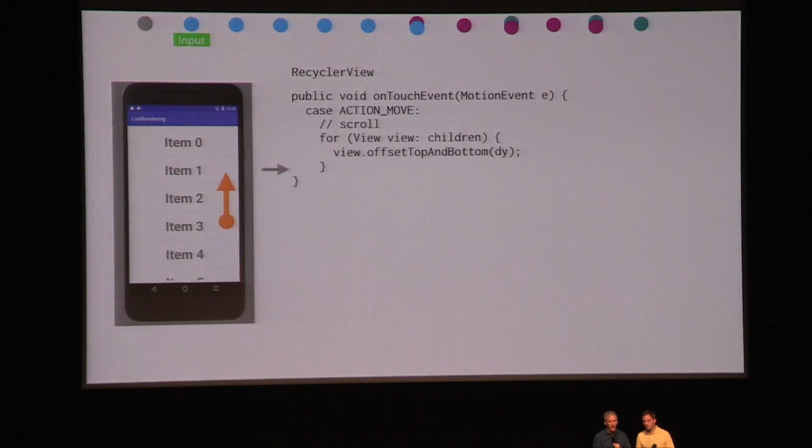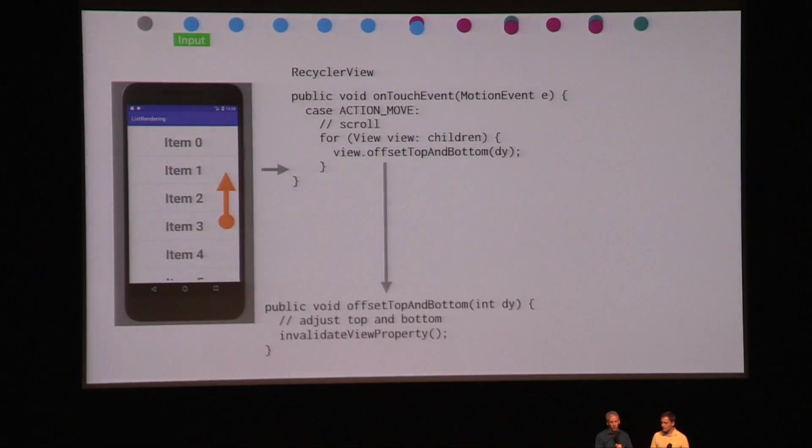Now what do we do about that? We end up in this action move block here, and all we need to do is offset the top and bottom. So note that we're not actually redrawing views, we're simply moving information on the screen. So that says invalidate view property. This is an optimization of invalidate, so we're not causing a later draw. All we're doing is causing a reissue of display lists with different translation information to move them on the screen.